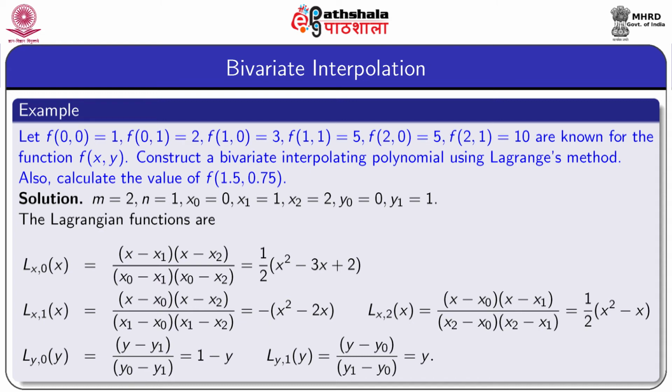Similarly, Lx1 of x is equal to minus x square minus 2x, Lx2 of x equal to half of x square minus x, and similarly Ly0 of y equal to y minus y1 whole divided by y0 minus y1 equal to 1 minus y, and lastly Ly1 of y equal to y minus y0 whole divided by y1 minus y0, and this is equal to y.